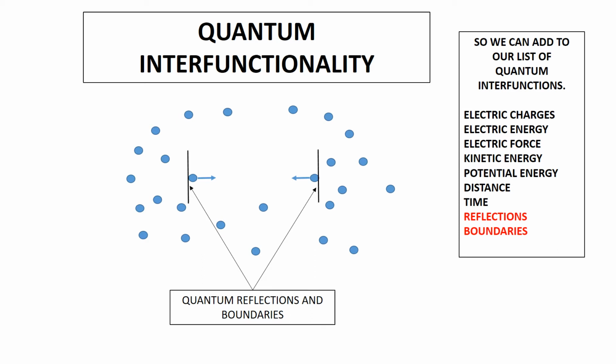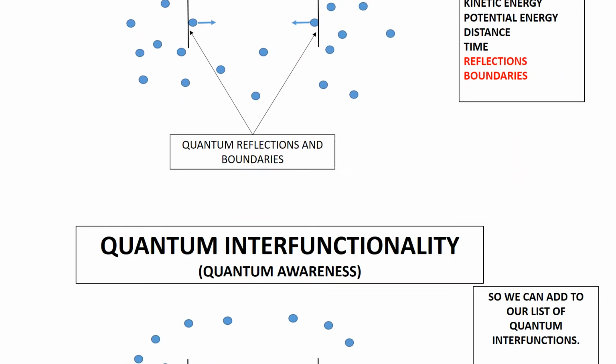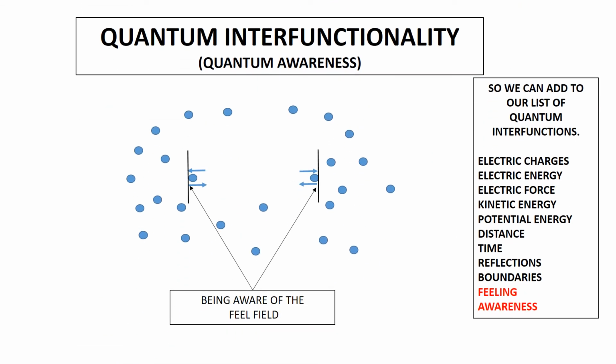But there are some other interfunctions within this process that are crucially important to discovering the source of quantum sentience. When we look at this quantum process, we see that in order to reflect at their specific boundaries, two electric quanta have to feel the force of all the surrounding electric quanta. They have to be aware of their surroundings. If they were not aware, there would be no reflection and no process. So we can add feeling and awareness to our list of interfunctions.